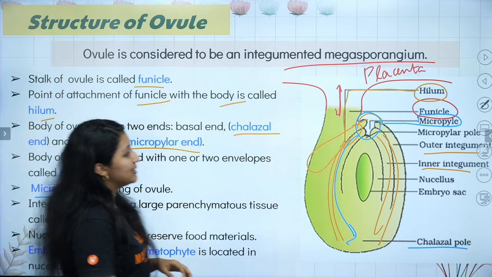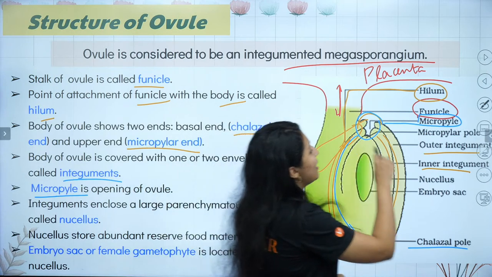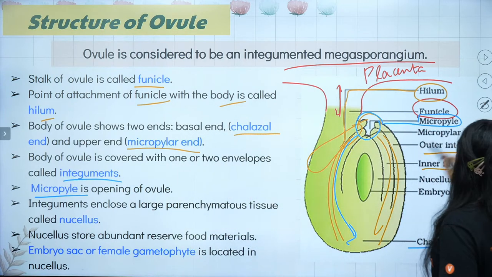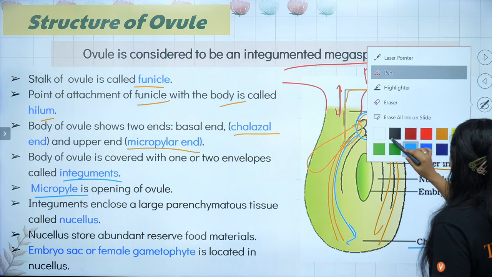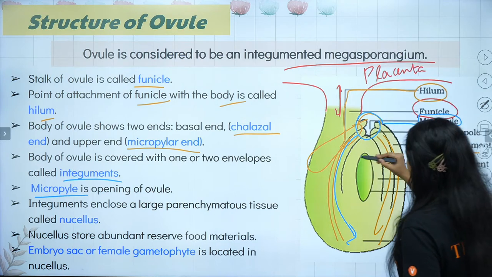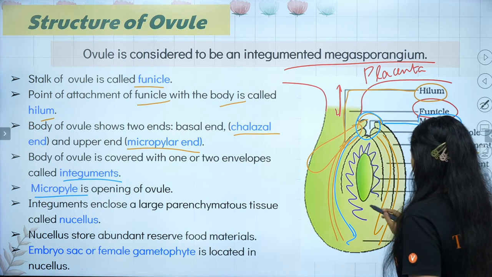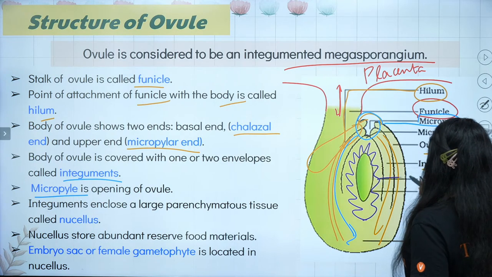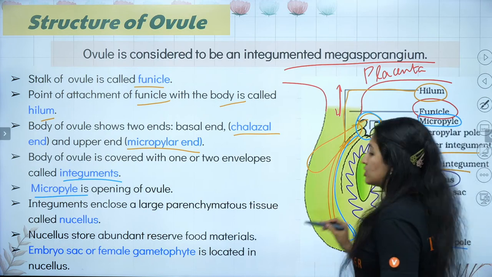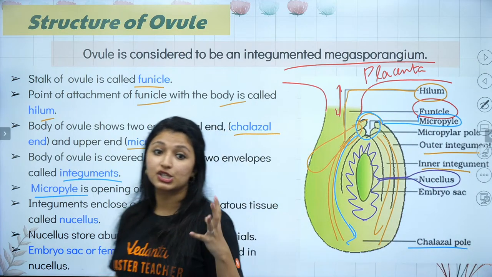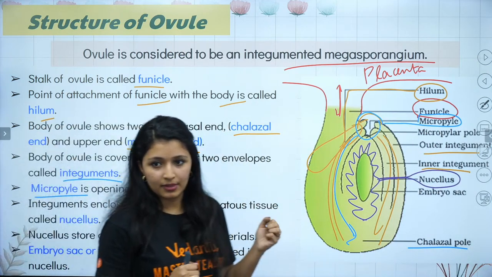And the integuments are there, and inside you have some structures. For example, let's do purple. Here, this entire tissue is your nucellus. So inside the integuments you have a mass of cells called the nucellus.